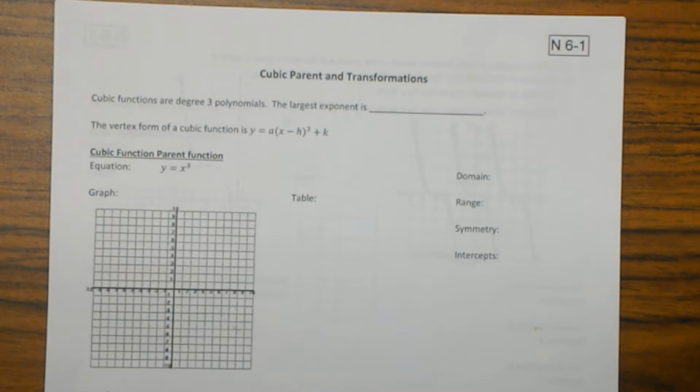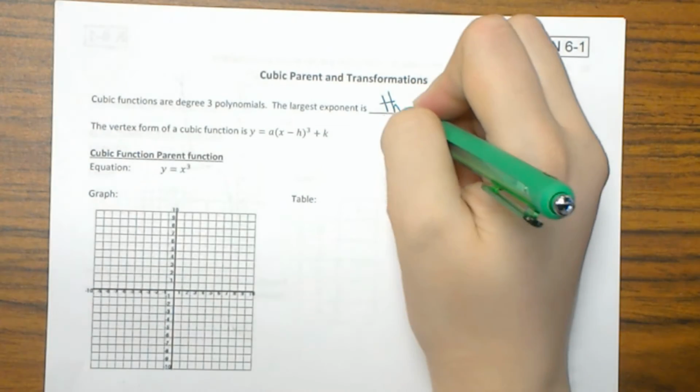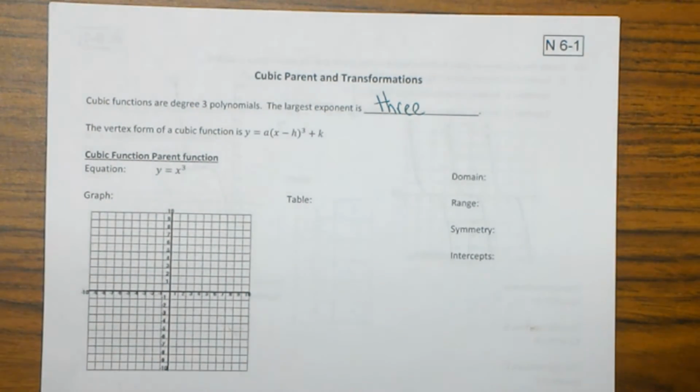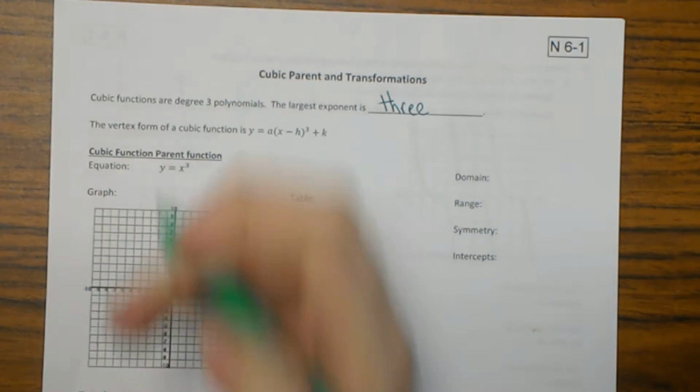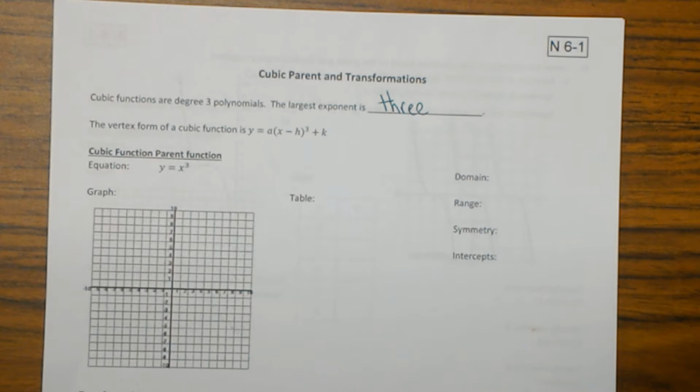Okay, so these are notes for 6-1. It says the cubic functions are degree 3 polynomials, so the highest exponent is 3. And it tells you the vertex form, which really isn't vertex form, but whatever, is that equation. Then it says the equation for the parent function is y equals x cubed. So you're supposed to graph it.